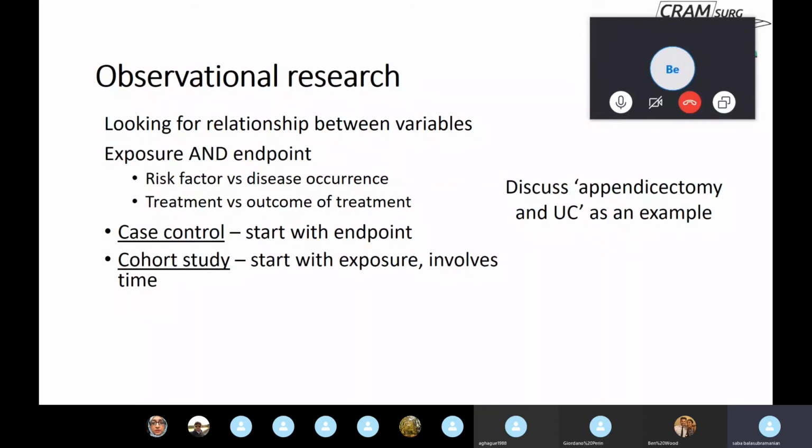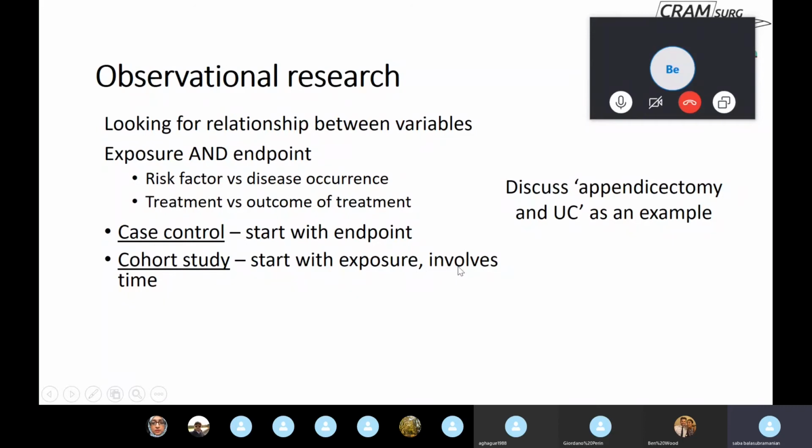Then the second type of observational research is what we call the cohort study. Here, as opposed to the case control, you're starting with the exposure. So, using the same example, you're starting with patients who have had appendicectomy and patients who've not had appendicectomy.